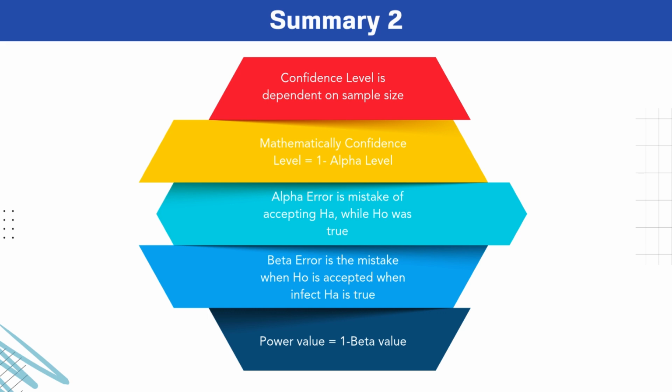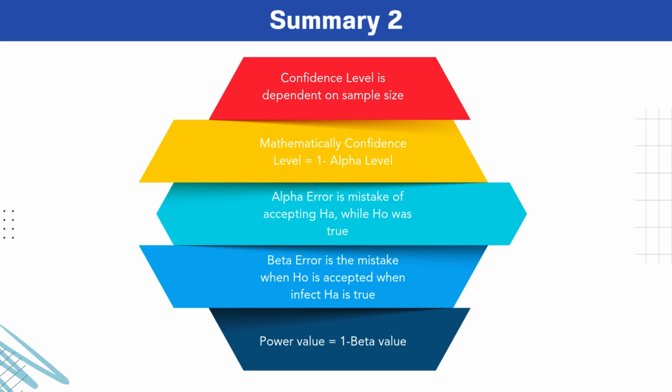sample size. Next, confidence level equals 1 minus alpha. This is the mathematical definition of confidence level. For example, if alpha is 0.05, or 5%, then your confidence level is 95%. It reflects your certainty in not making a type 1 error.